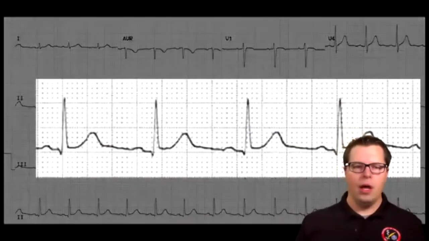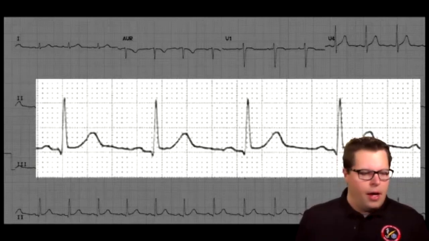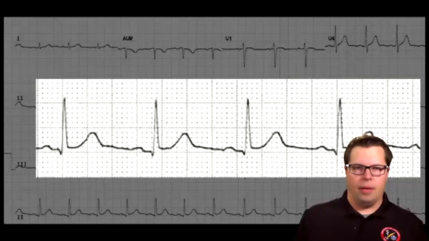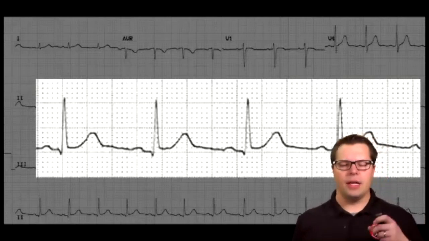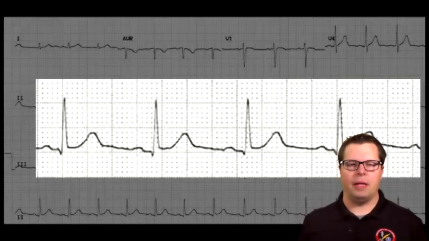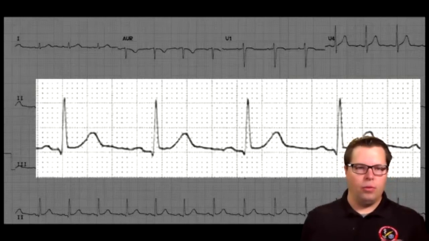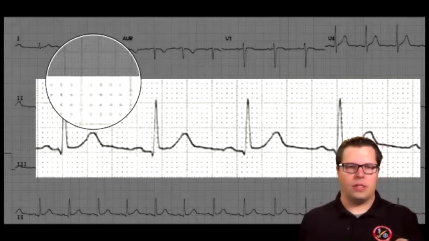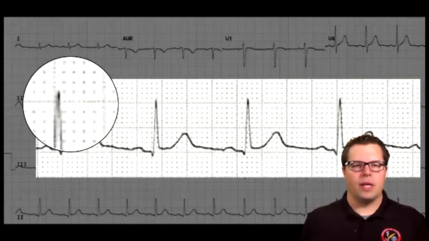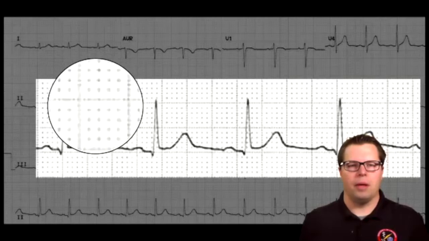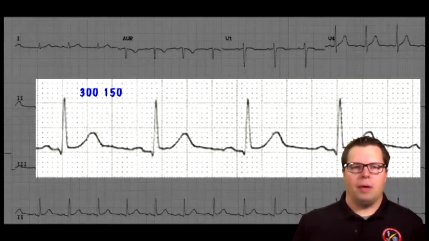Going back to what we learned when we were first looking at EKGs, you can look at the number of boxes in between them. Each big box is 1/5 of a second, so 5 big boxes gives you a second. When you convert that into math, if you start at this QRS complex and another QRS complex is 1 big box away, that gives you a rate of 300. If it's 2 big boxes, it's 150.